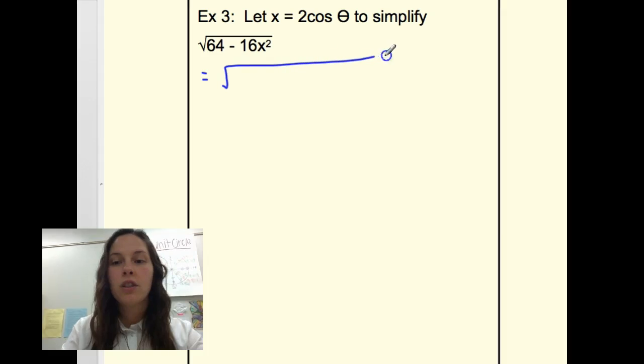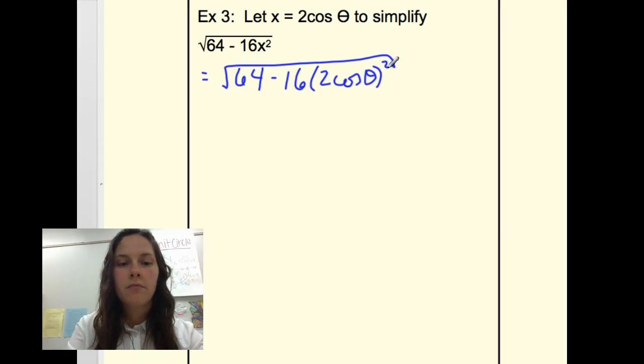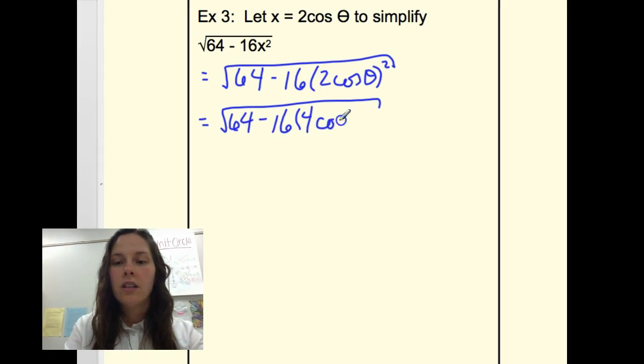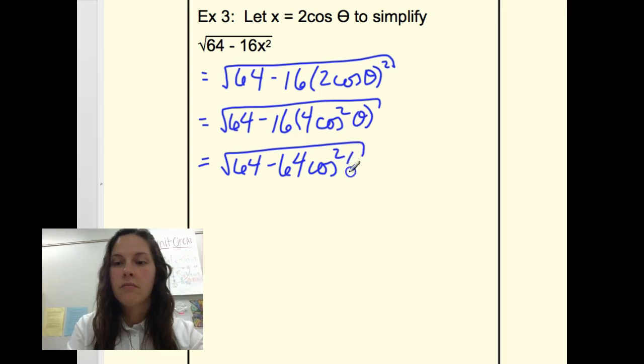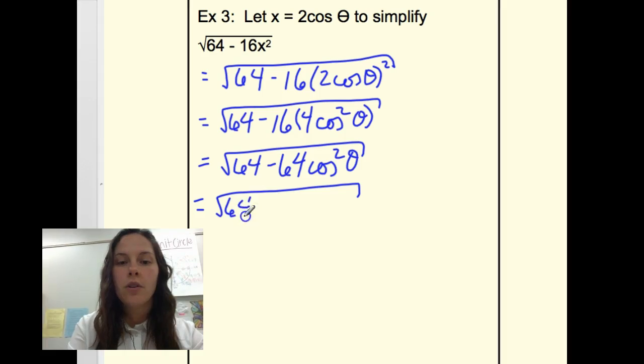This time we're substituting 2 times cosine theta in for x. So we replace that x with 2 cosine theta and then square both pieces. So we get 64 minus 16 times 4 cosine squared. So when we multiply our 16 and 4, we get 64. Factoring out that 64, we get 64 times the quantity 1 minus cosine squared.